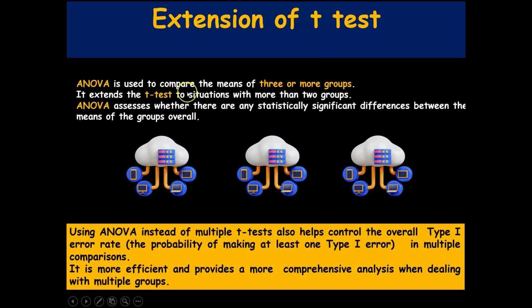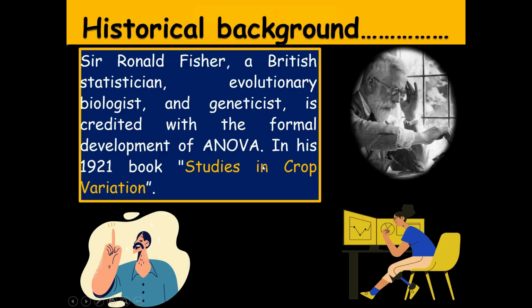That is known as analysis of variance, which is used to test the homogeneity of more than two groups in terms of means. Actually, it assesses whether there exists a statistically significant difference among different groups in terms of mean. Using analysis of variance instead of multiple t-tests also helps to control type 1 error, which is the probability of making at least one type 1 error in multiple comparisons. It is more efficient and provides a more comprehensive analysis when dealing with multiple groups.